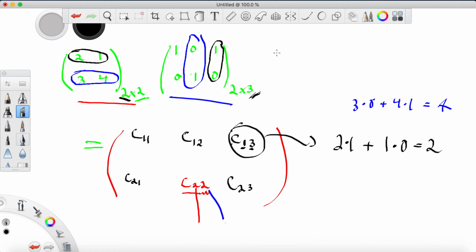Okay, so that's going to be it for the basic multiplication. In the next video, we're going to discuss setting up systems of equations and representing them as a matrix.